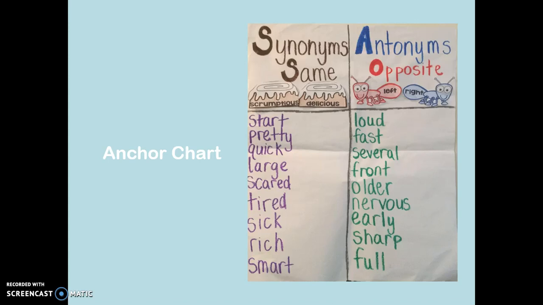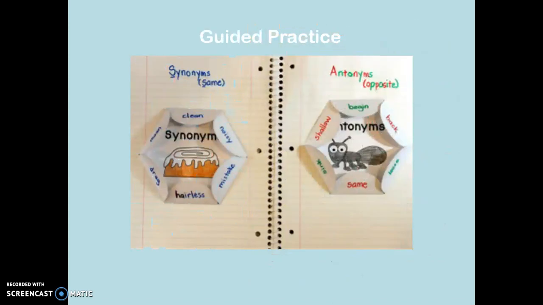And then after the anchor chart, we went to the guided practice, where I gave them all 2 sheets of paper with the synonyms and antonyms on it, and the words were given, and they each had to give 2 synonyms and 2 antonyms for each of the words, and they did use the different colors, which they really enjoyed.